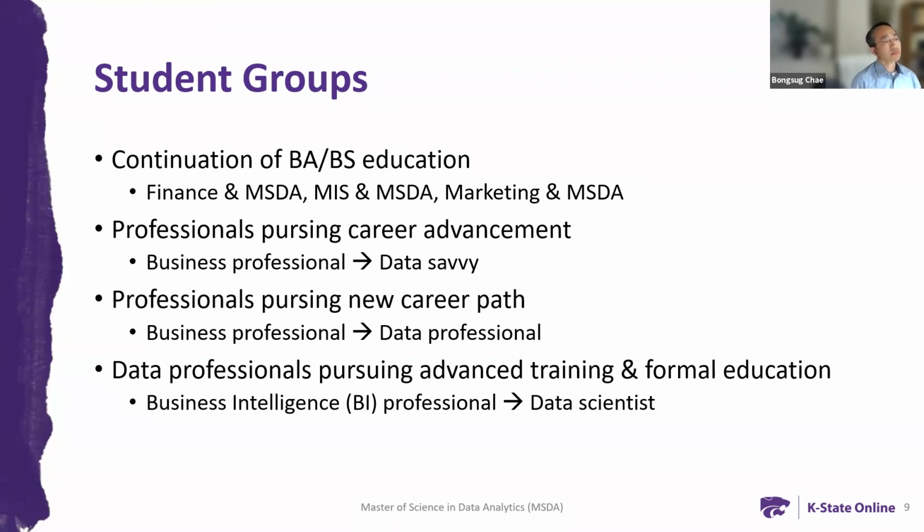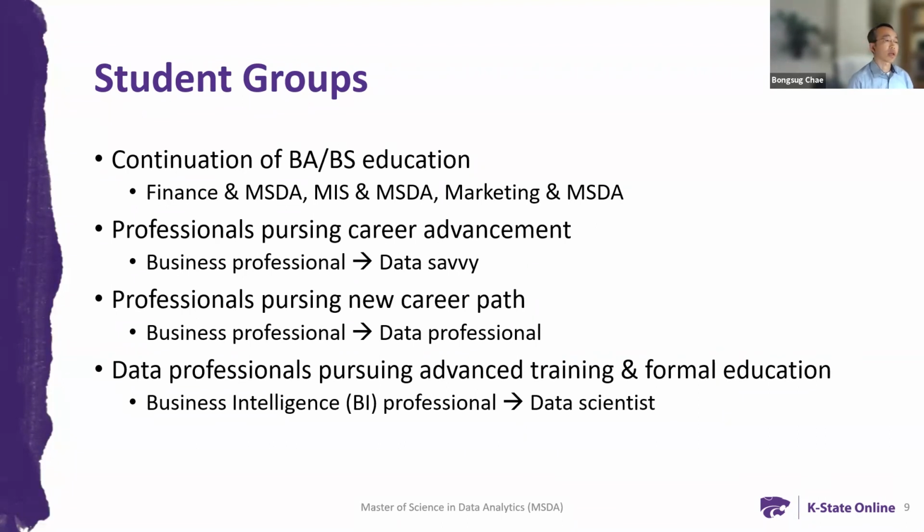Second group, we have industry professionals pursuing career advancement. So typically, this group has business professionals, and they want to be more data-savvy managers. So that's a typical goal they have. The third group, these are business professionals pursuing new career opportunities. So a typical student with a business background and business experience currently in industry, and they are thinking about new career paths such as data analyst or data engineer.